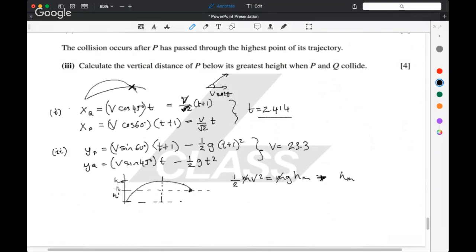So we know the time of the collision. So this happens at t is equal to 2.414. So therefore we can say, what is the y position of particle P at time of collision? Well, we just take this expression and we plug in the time of collision, and we'll get something involving v. And then we've already found out v. So we will just get this h prime. And then we know that the vertical distance of P below its greatest height when P and Q collide is h max minus h prime.